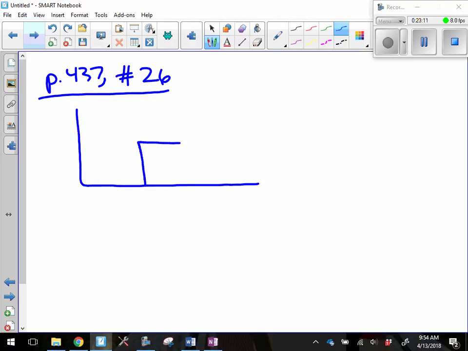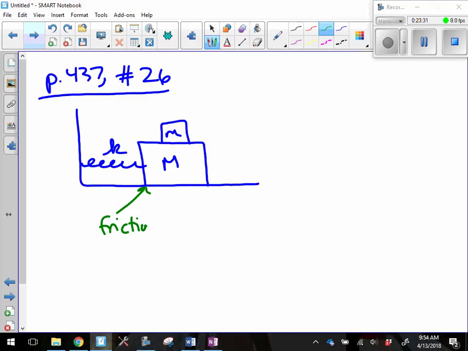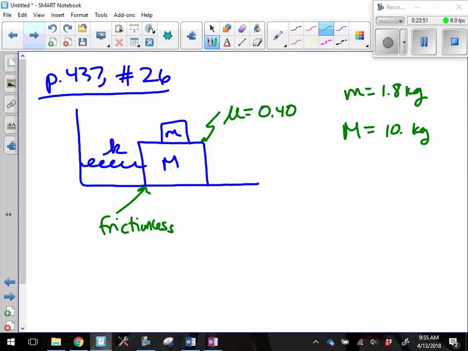So, I'll draw my picture here. I have my big M. I have my little m. I have my spring of constant k. This surface down here is frictionless, but this surface has a mu of, what was it, 0.2, oh no, 0.4. Okay, my little m is 1.8 kilograms, and my big M is 10 kilograms.